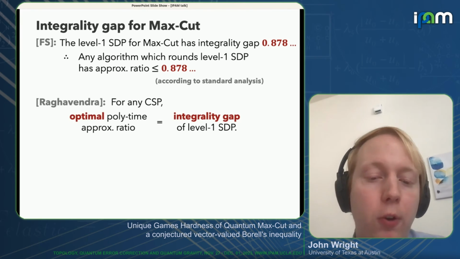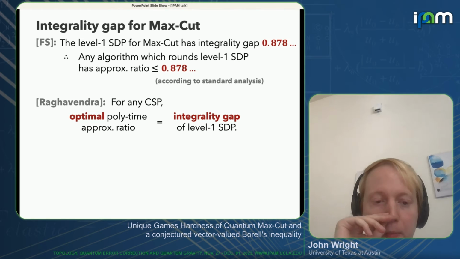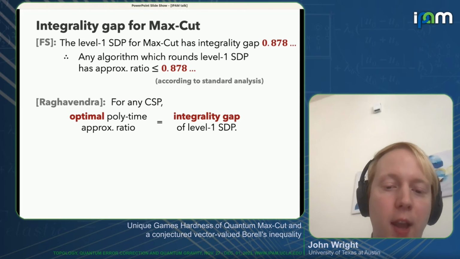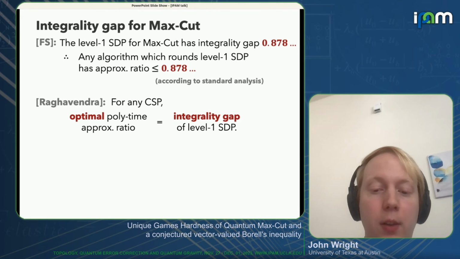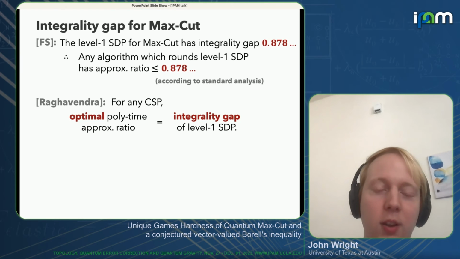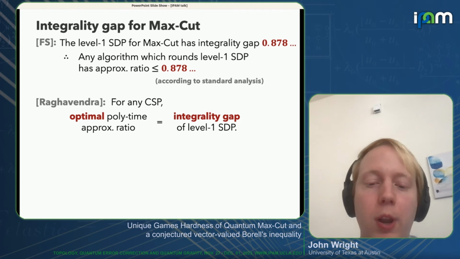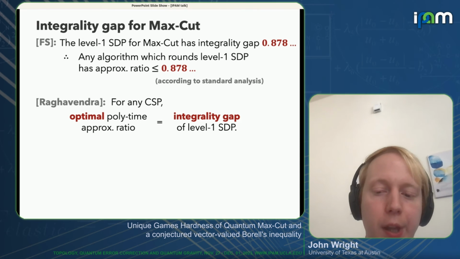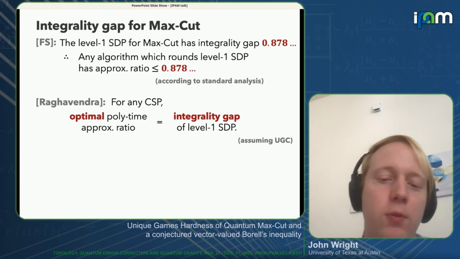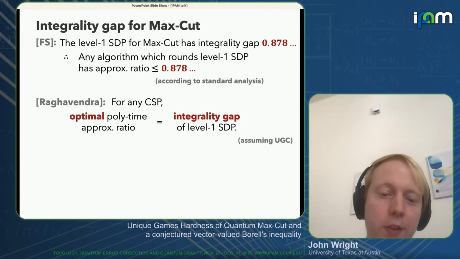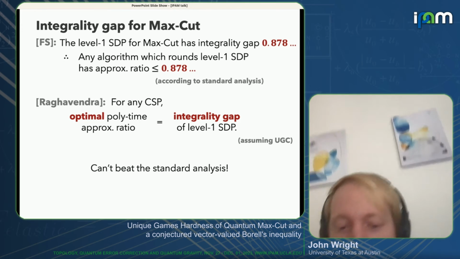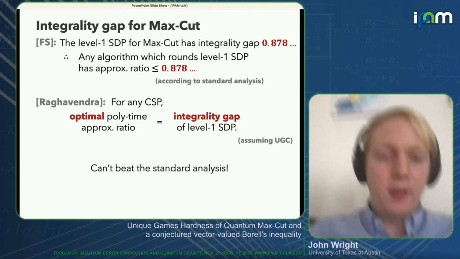Raghavendra later showed that for any constraint satisfaction problem, the optimal polynomial time approximation ratio that you can achieve is exactly equal to the integrality gap of the level 1 SDP. Or sorry, this basic SDP, and in the max cut case, this is equal to the level 1 SDP. Again, this result assumes the unique games conjecture, but that's probably true. So what this tells us is that we can't beat the standard analysis. The standard analysis is the right way to analyze SDPs.